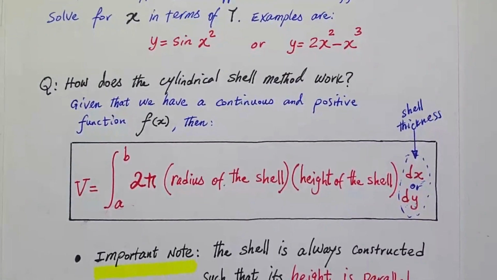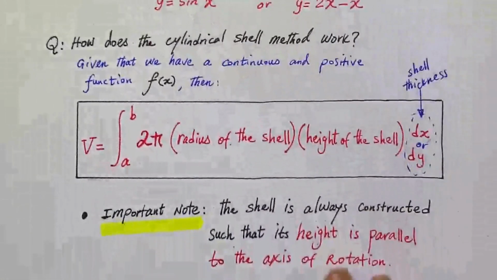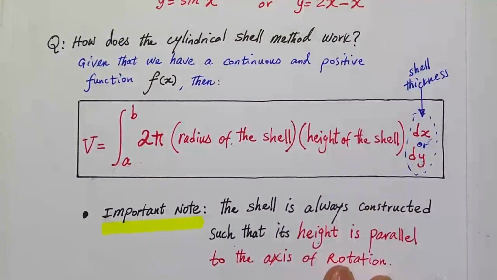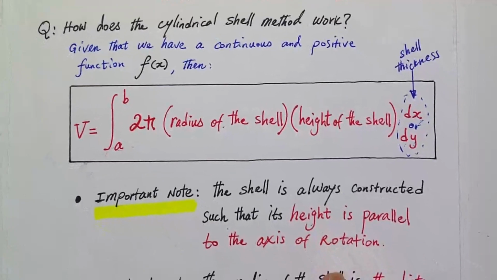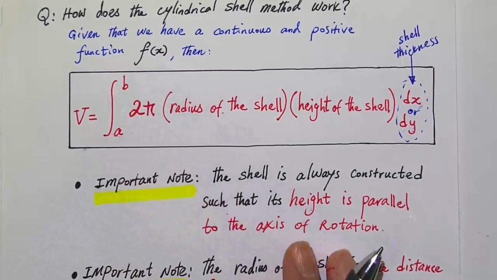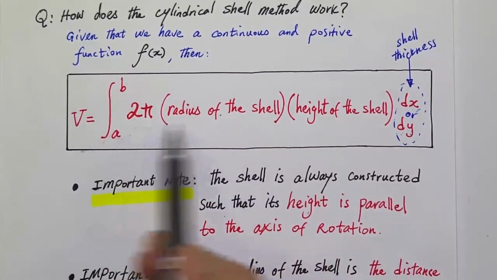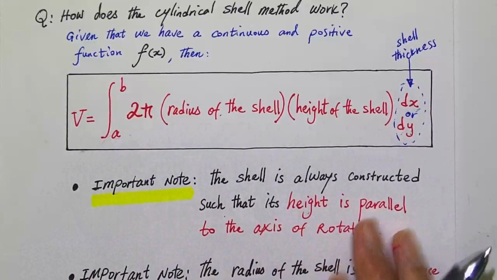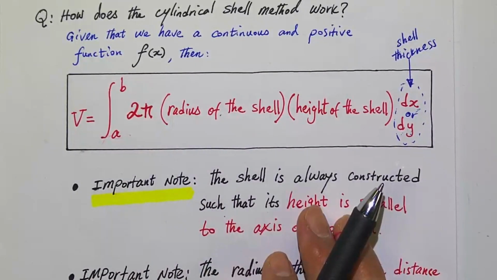So the question is then, how does the cylindrical shell method work? Given that we have a continuous positive function, let's call it f of x, this is the formula to use for the cylindrical shell method.